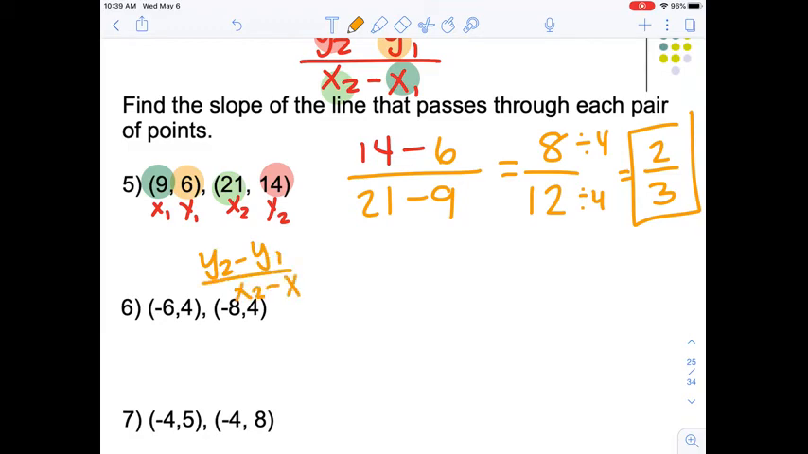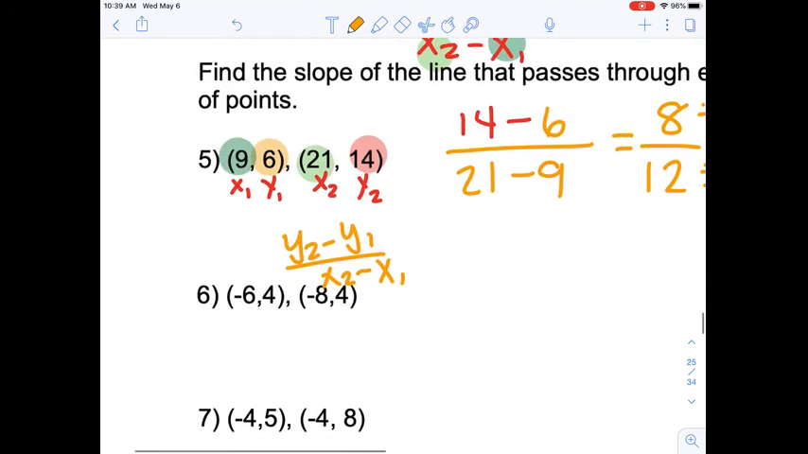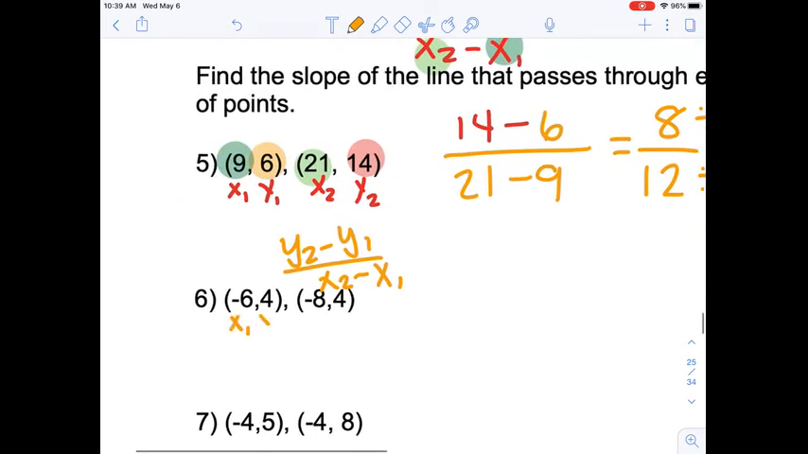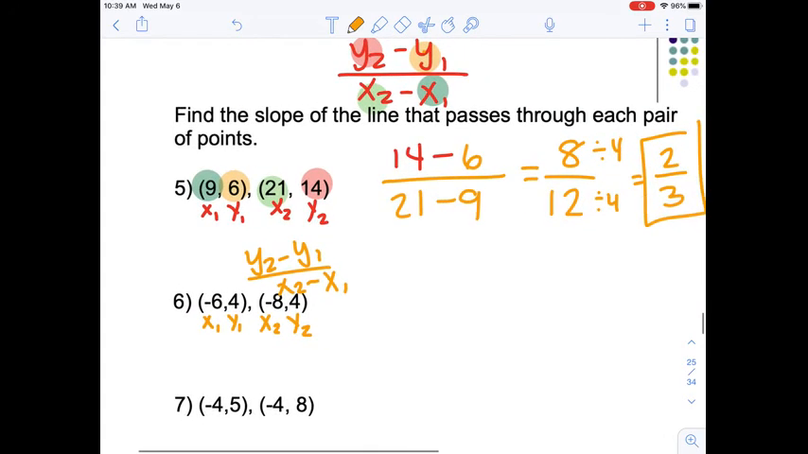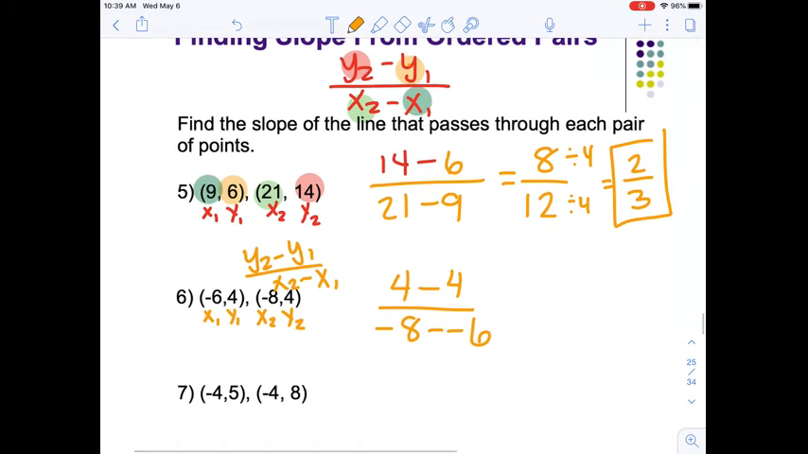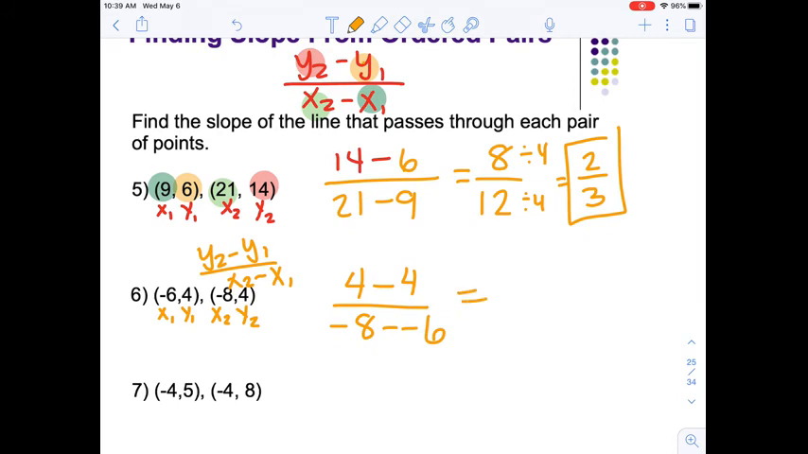For the next one, again, I'm using that same formula, y2 minus y1 over x2 minus x1. I'm going to just quickly label these points. So I'm going to label this as x1, y1, x2, y2. And then I just plug them in. So my y2 is 4. Then we have minus my y1 is 4 over x2 is negative 8 and x1 is negative 6. So I have negative 8 minus negative 6. Again, I just plugged in the corresponding number with the corresponding variable.